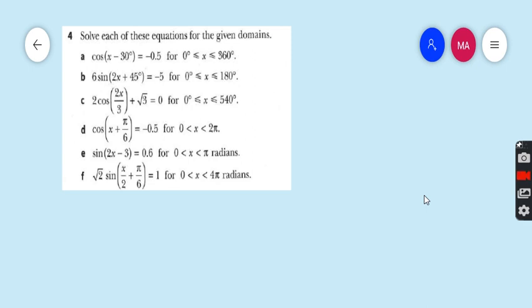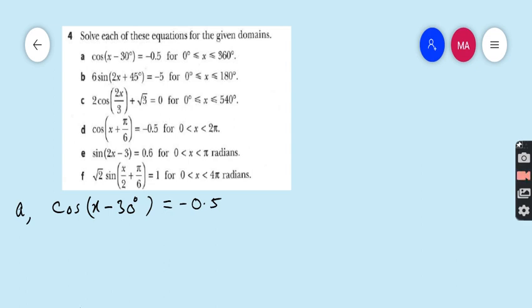You can see, solve each of these equations for the given domain. Part A is cos(x minus 30) equals minus 0.5, and the domain is given for x from 0 to 360 degrees.